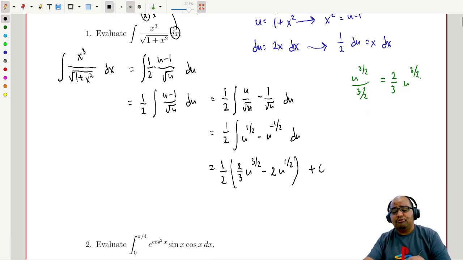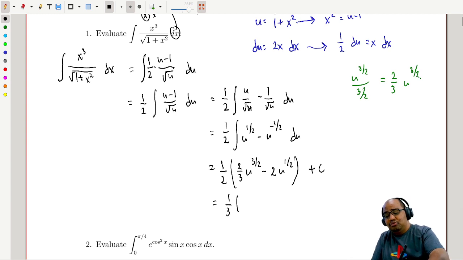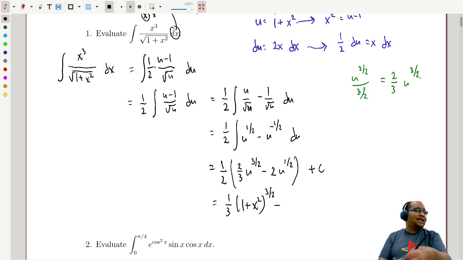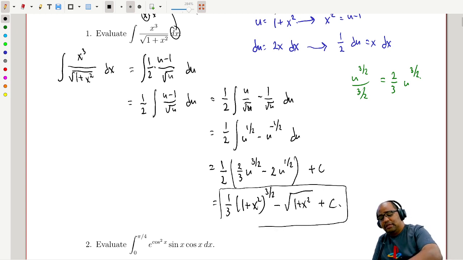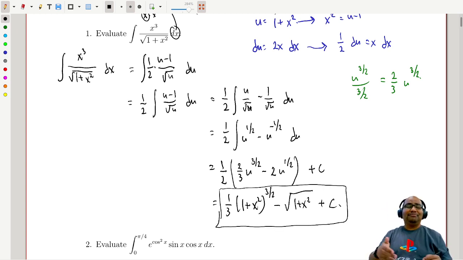And then I'm going to replace our u with x, okay? Everything was in terms of x. We got to end in x here. So 1/2 times 2/3, that's a third. U is 1 plus x squared, okay, to the 3 over 2. And then minus 2 times a half, that's 1. And then I have square root of u there, which is square root of 1 plus x squared plus a constant. And we're done. We took a hard problem, turned it into an easy problem.